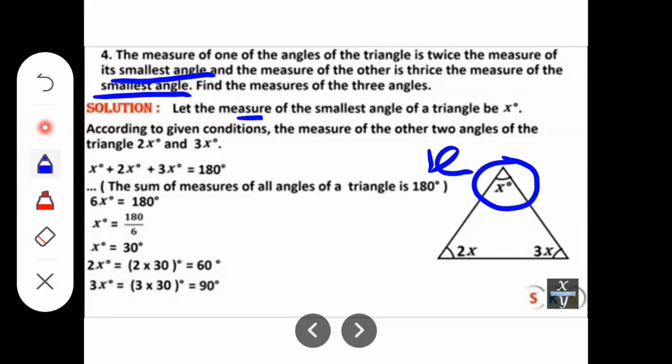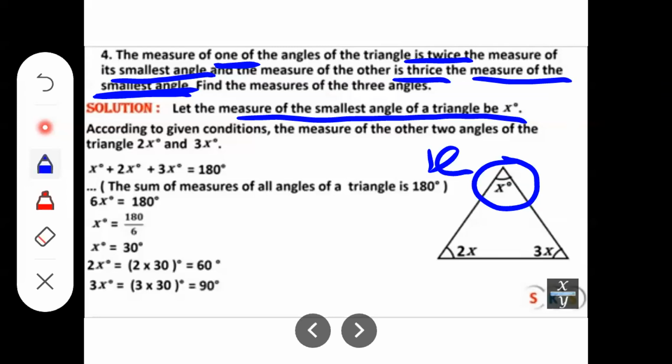Okay, the smallest angle is x. Now what is given? Other than the smallest, the next angle is twice that, and the last, third angle is thrice the measurement of the smallest. Understood what is given here?